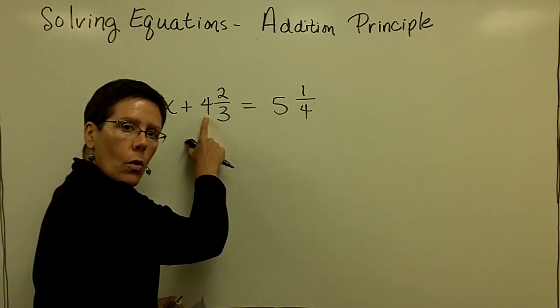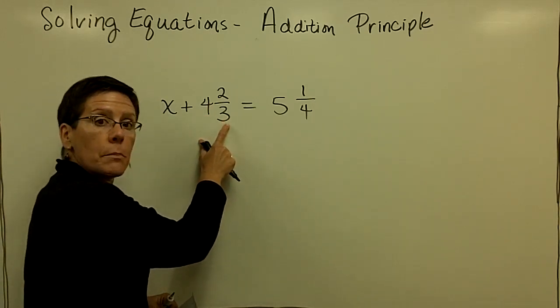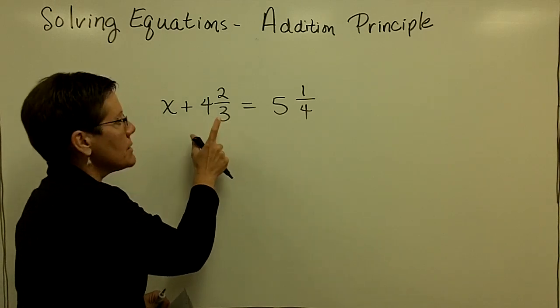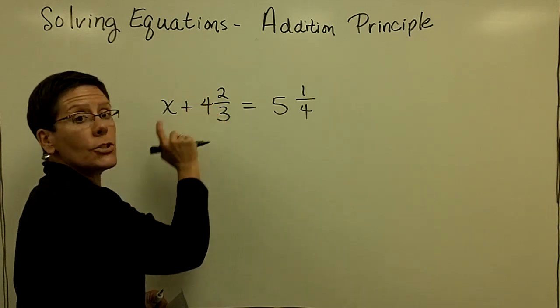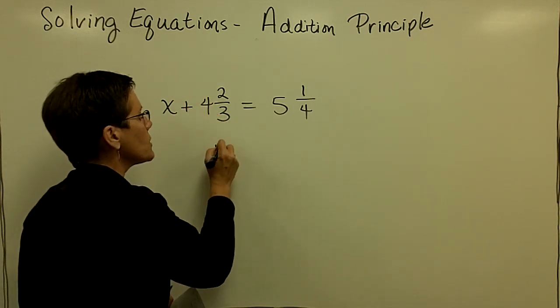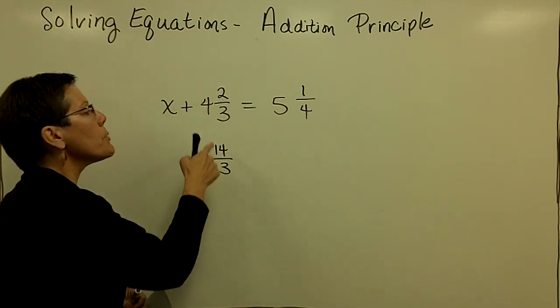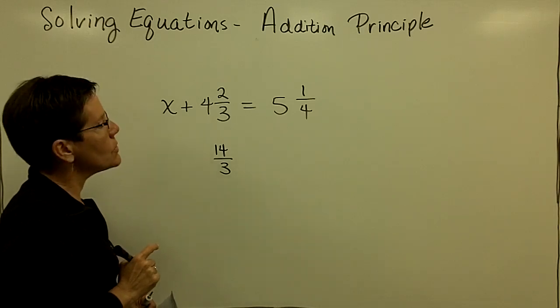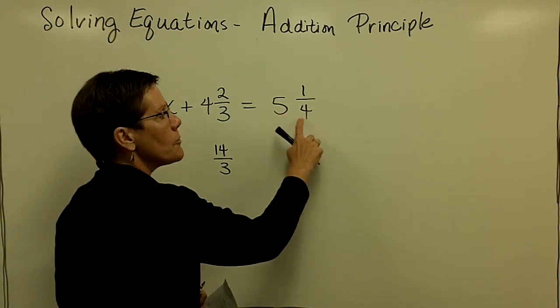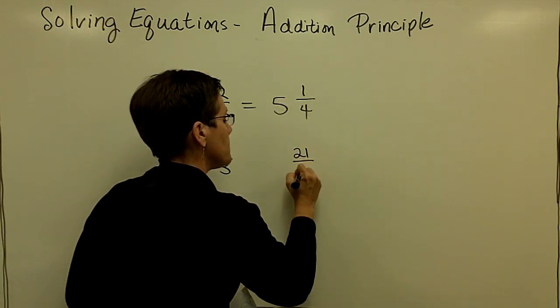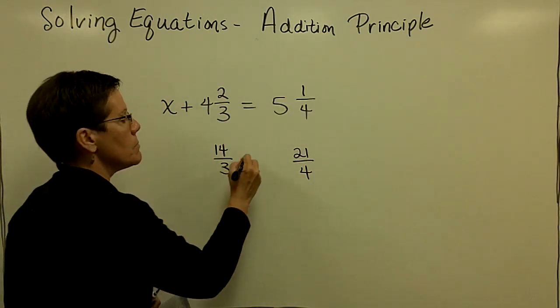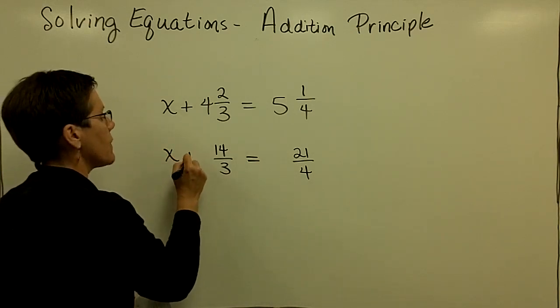I have 4 wholes here. It's in parts of thirds. I take this 4 times the 3 and I get 12, and then I add 2 to it. So that gives me 14 thirds. That's the improper fraction for 4 2/3. Right here, 4 times 5 is 20, plus the 1 is 21 over 4. It is much easier to work with those fractions like that.